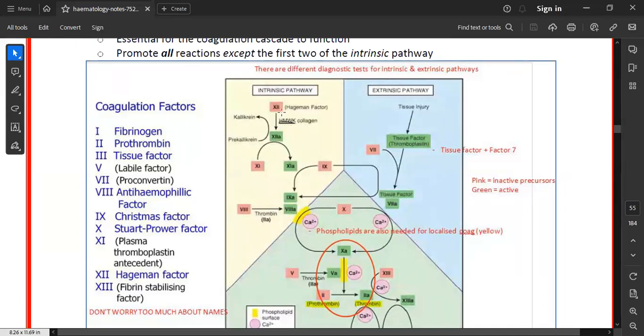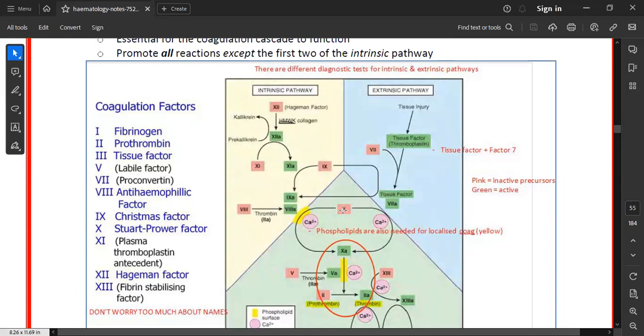So this side we have 12, 11, 9, 8. This side we only have 7. And the initial activator for intrinsic is collagen. For extrinsic is tissue factor. Okay. So once we now have our things here, on this side we have factor 8A. On the other side, our factor 7A. And calcium, since I told you it's also an important factor.